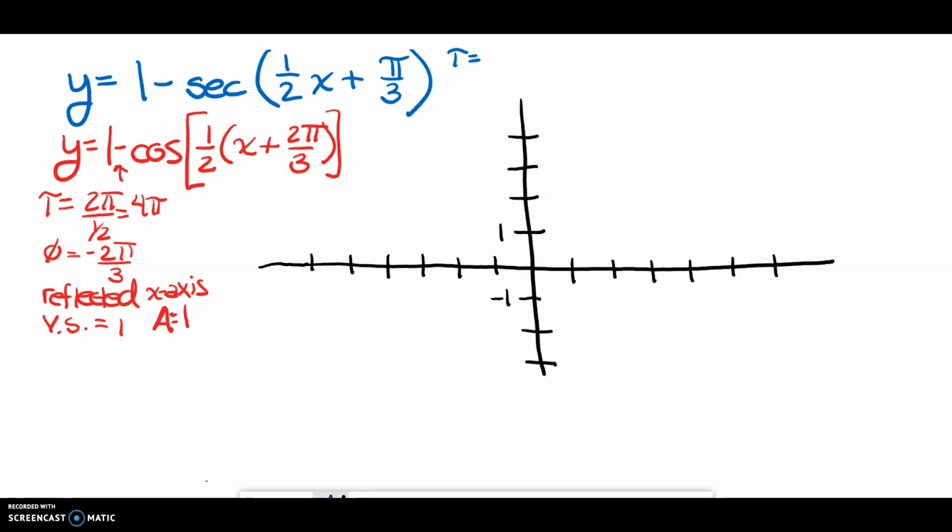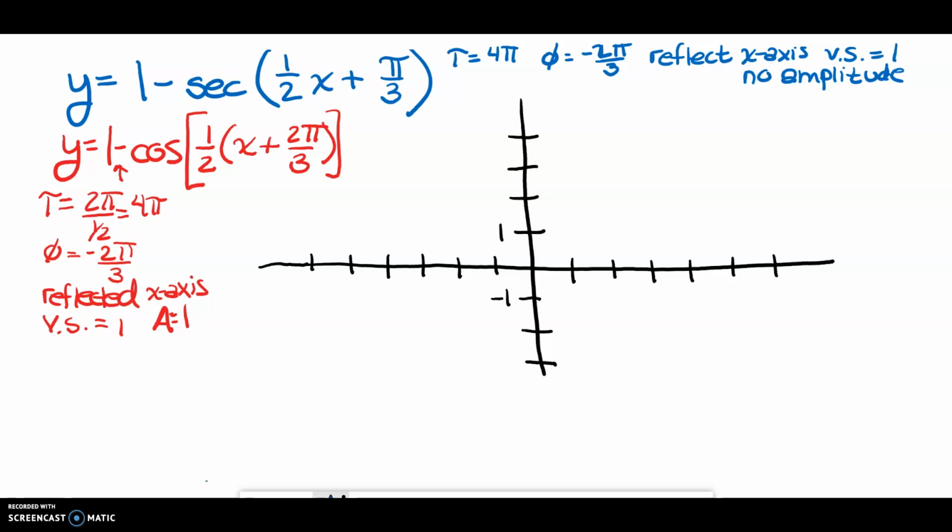So my period is going to be 4 pi. I have a phase shift of negative 2 pi over 3, so that'll be shifted left by 2 pi over 3. It is being reflected over the x-axis. I do have a vertical shift of 1, and there is no amplitude because our graph goes up to infinity and down to infinity. It is not bounded in any way on our x-axis.